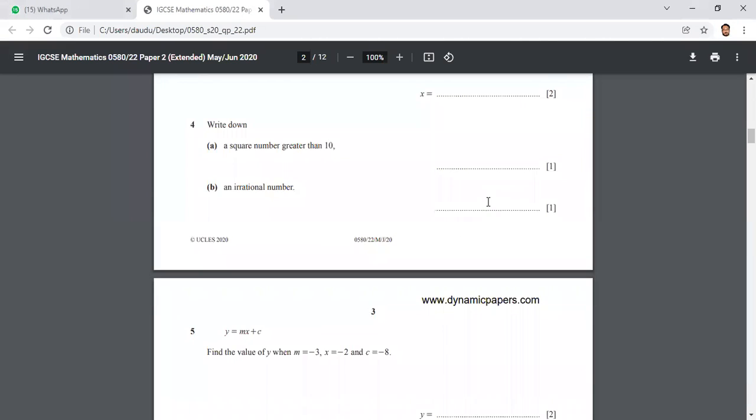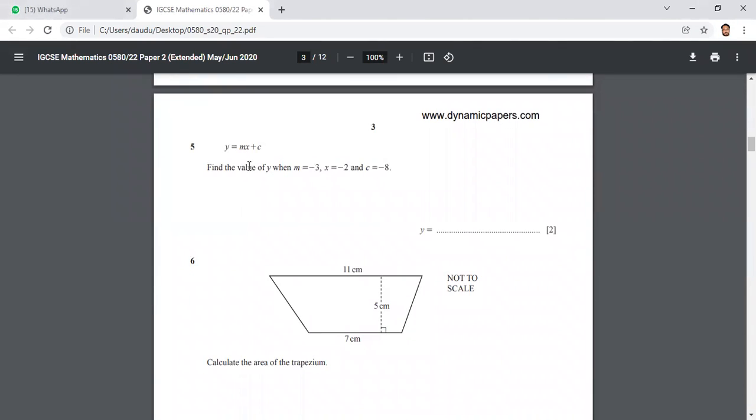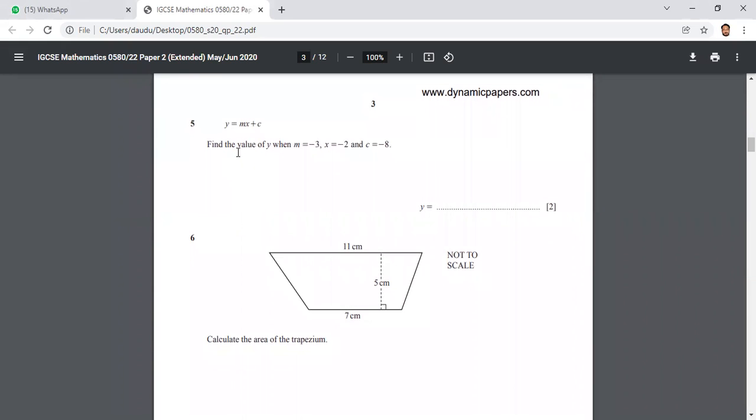Next, here we are looking at the value of y, and we have y is equal to mx plus c. Basically, it shows a straight line. But here they are talking about finding the value of y when m is minus 3, x is minus 2, and c is minus 8. So we will substitute and then find the answer.